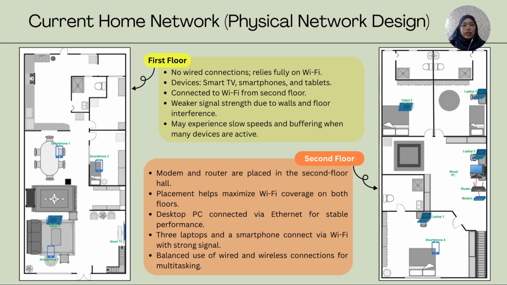The left picture is the first floor of the house, which relies on wireless connectivity since there are no wired connections routed here. This area includes one smart TV, which is used for streaming contents, and several headphones and tablets used by the household members.